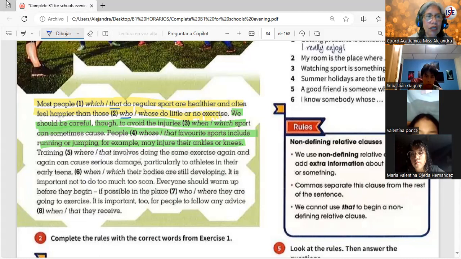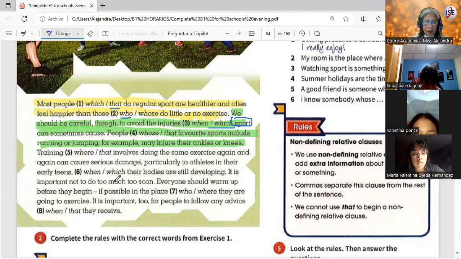When or which sports can sometimes cause injuries? When sport or which sport? What is the correct word? Which. Remember, I'm talking about sport. This is what I'm talking about. Which sport can sometimes cause? Continue, please.